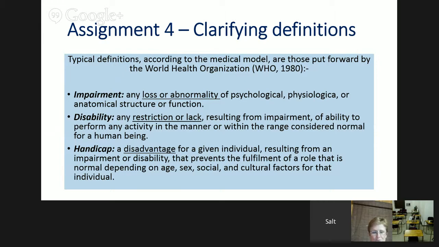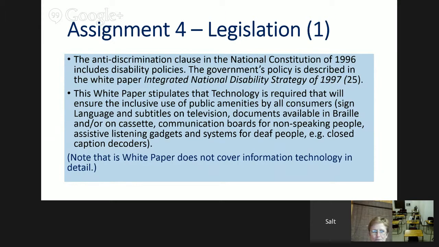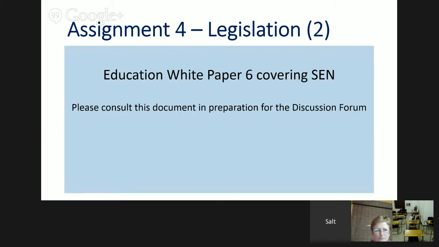Just going back to legislation in South Africa, there is the Integrated National Disability Strategy of '97, which also has a white paper accompanying it. I would advise you to perhaps go and read it. It does deal with technology, but not so much information technology. It's not a document that's often used in terms of education, but it might be worthwhile for you to look at, because technically it should inform policy making within schools. And then also very specifically for this assignment, look at your education white paper covering specific educational needs and learners with special needs.